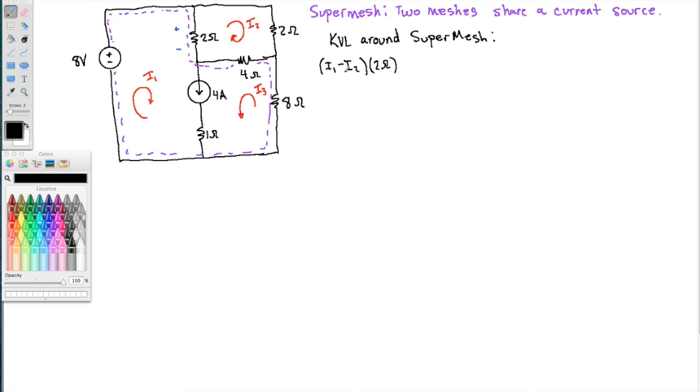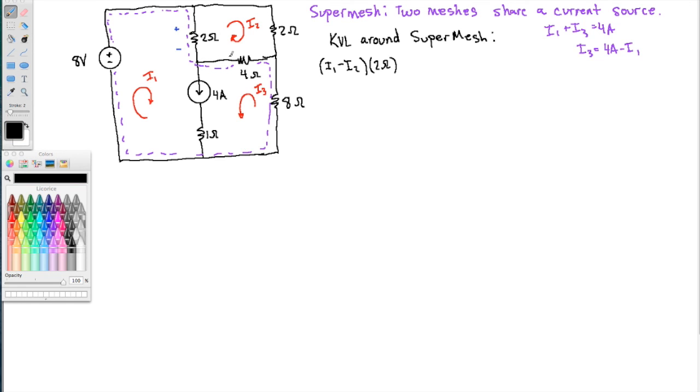So notice I'm using I1 as an unknown. That means we're not going to use I3 as an unknown. We know the relationship between them is I1 plus I3 equals 4 amps, because they're in the same direction as the 4 amp source. So whenever I want to use I3, I'm going to use instead 4 amps minus I1.